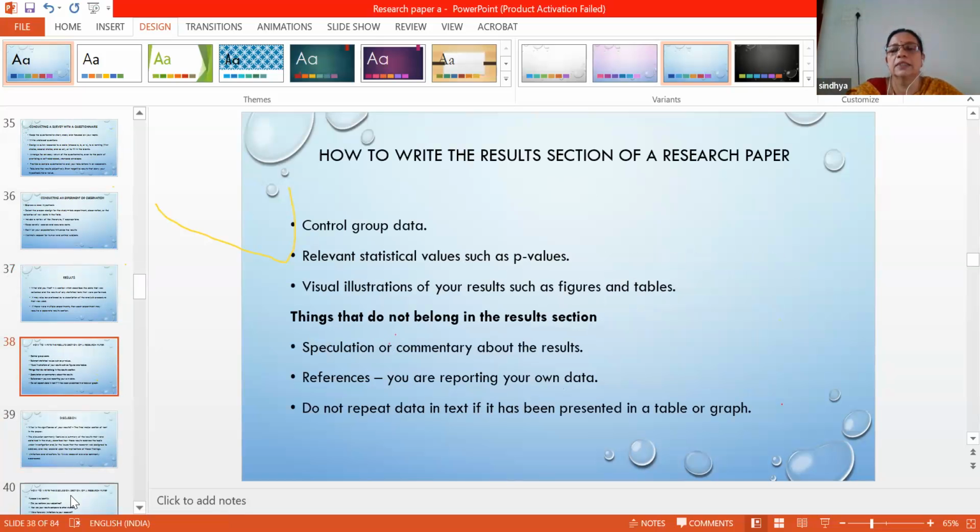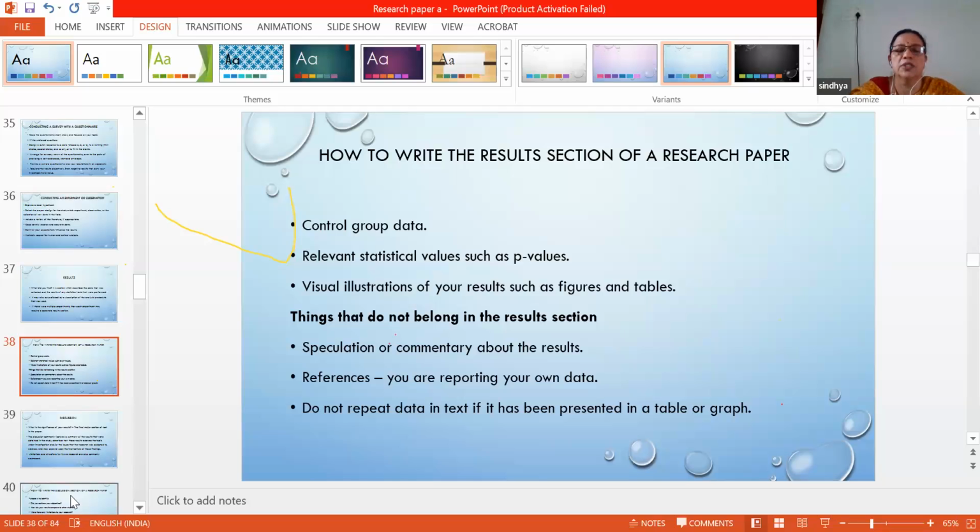Then in the result section of a research paper, you should present the control group data, experimental group data, whatever data is available, that must be given. Statistical values, probability values and significance values must be given, and visual illustrations using figures and tables, you can present as such.